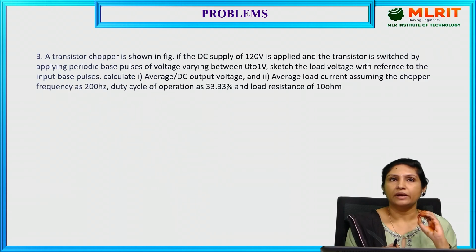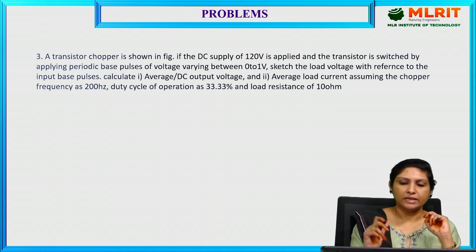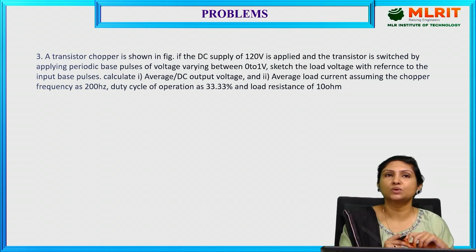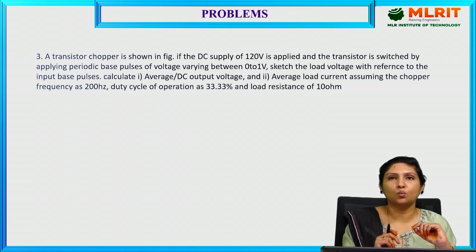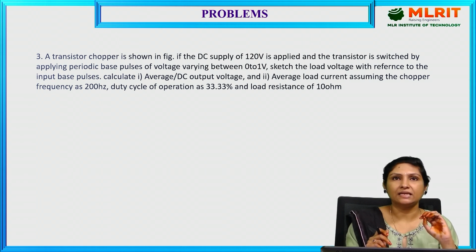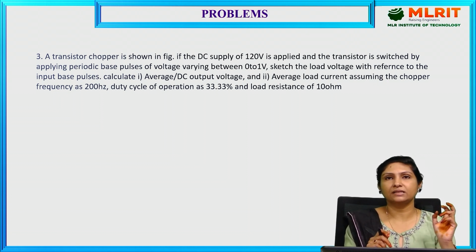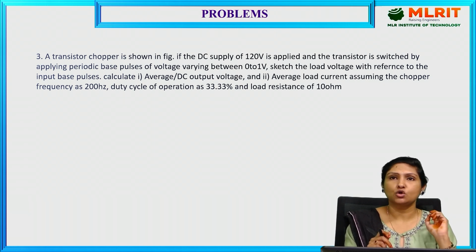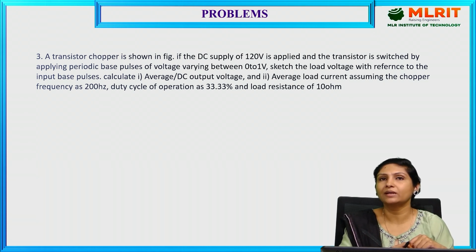A transistor chopper is shown in the figure. If a DC supply of 120 volts is applied and the transistor is switched by applying a periodic base pulse of voltage varying between 0 to 1 volt, sketch the load voltage with reference to the input base pulses. Calculate the average or DC output voltage. That is the first thing. And the second thing he's asking us to find out is the average load current, assuming the chopper frequency is 200 Hz and the duty cycle of the chopper is 33.33% and the load resistance is 10 ohm.